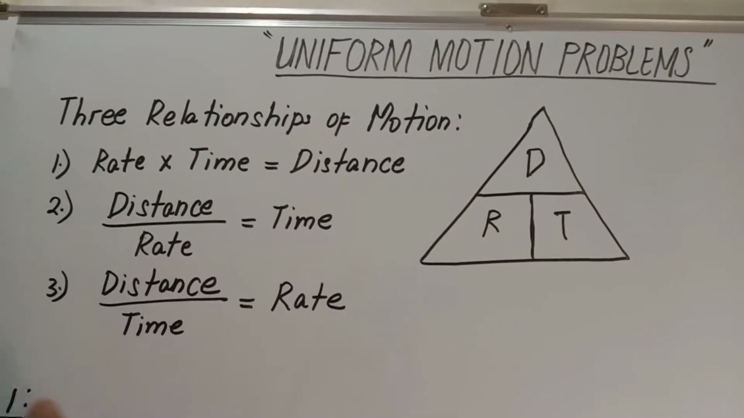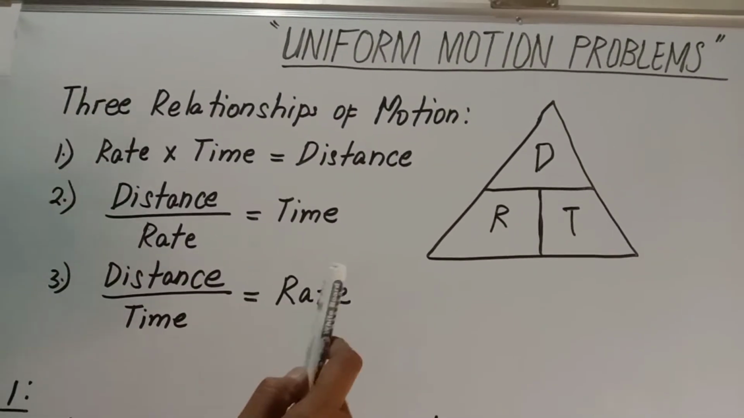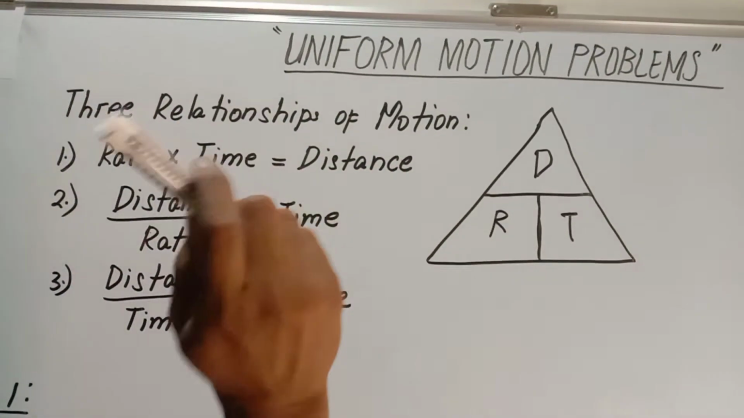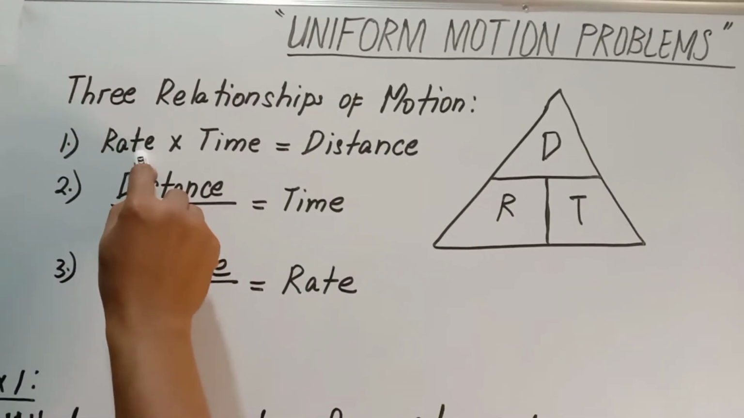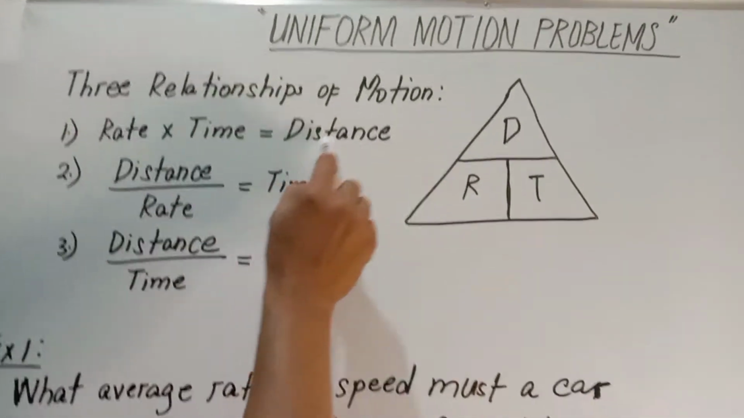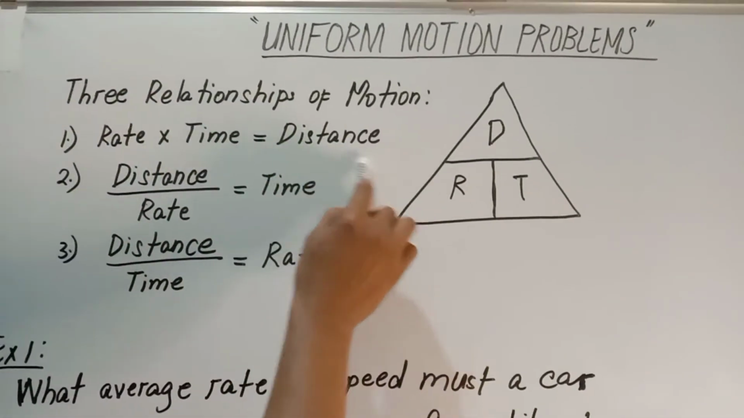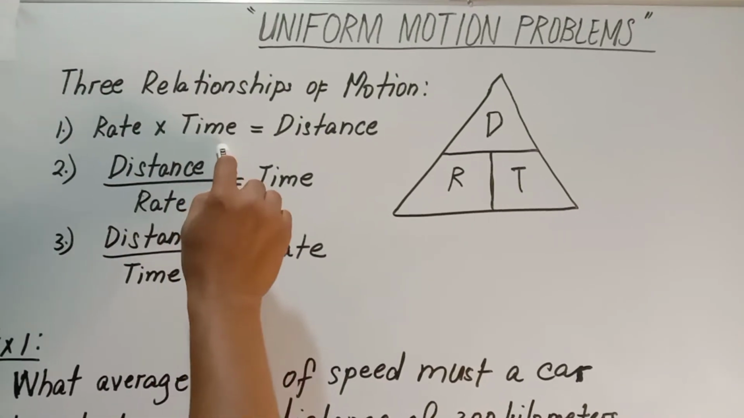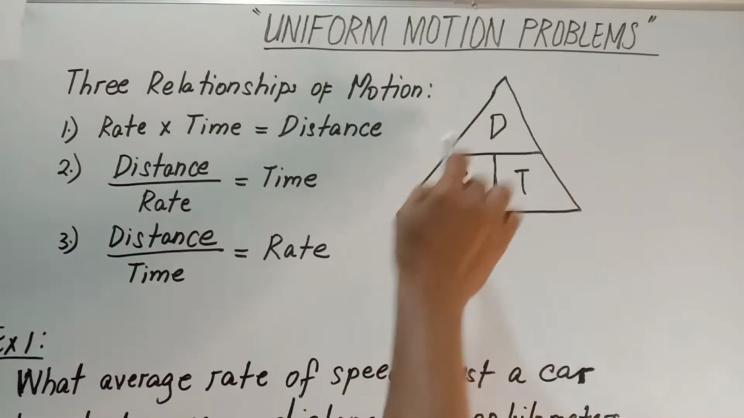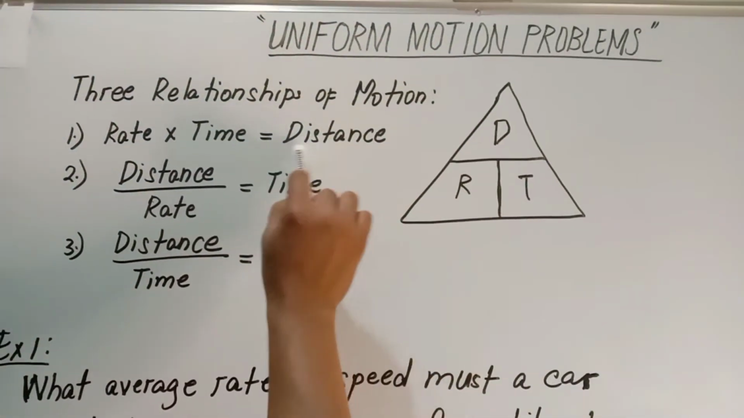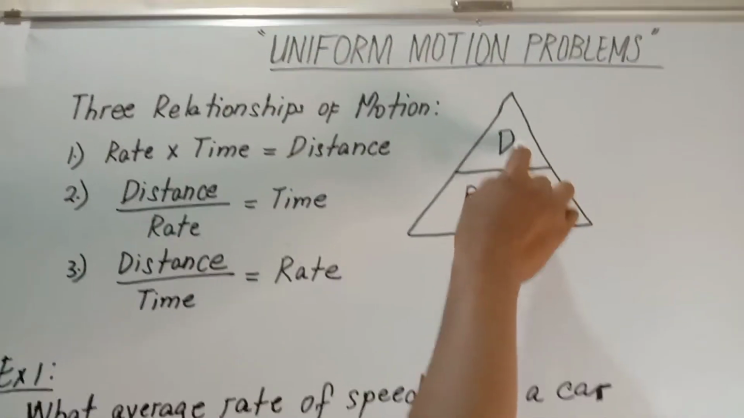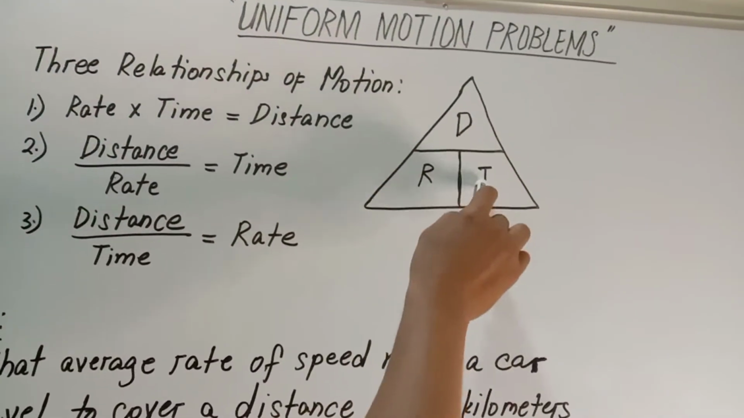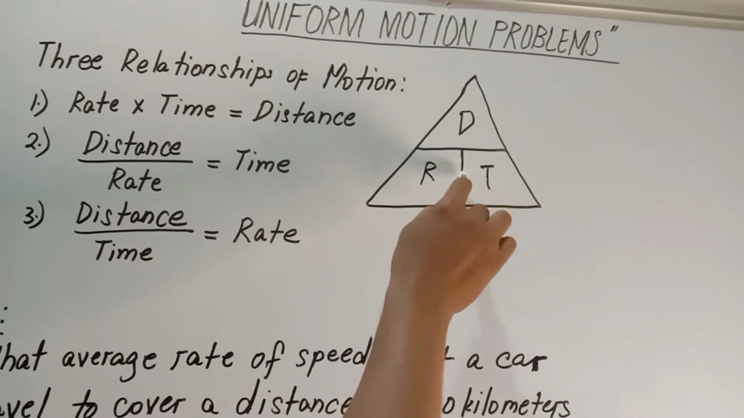Here we go again. I will discuss the three relationships of motion. The first one is rate or speed times time is equal to distance, or distance is equal to time times the speed, or time times the rate. As you can see in the triangle diagram, distance is equal to rate times time.